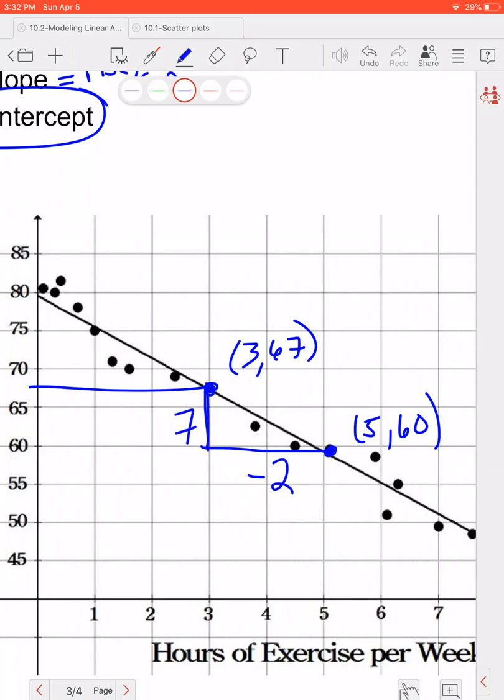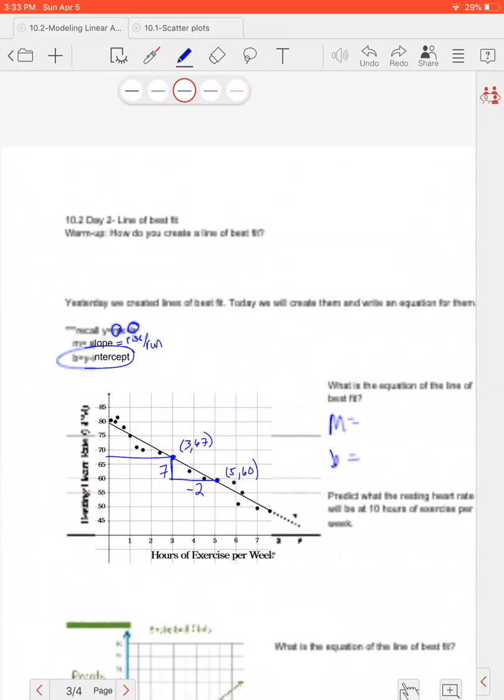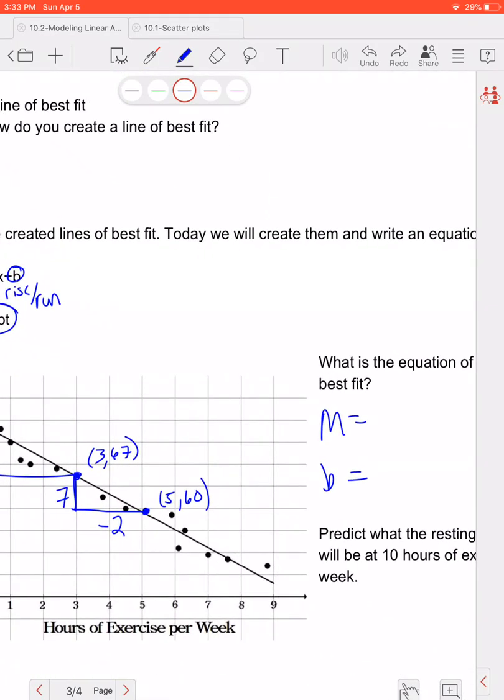Okay, so make sure you look at the range here, what's happening to the jumps, okay? So that way when you subtract, you're doing it correctly and you don't make the mistake I did. So my slope here, remember, is rise over run, so that would be 7 over -2, and I can actually put the negative with the 7.